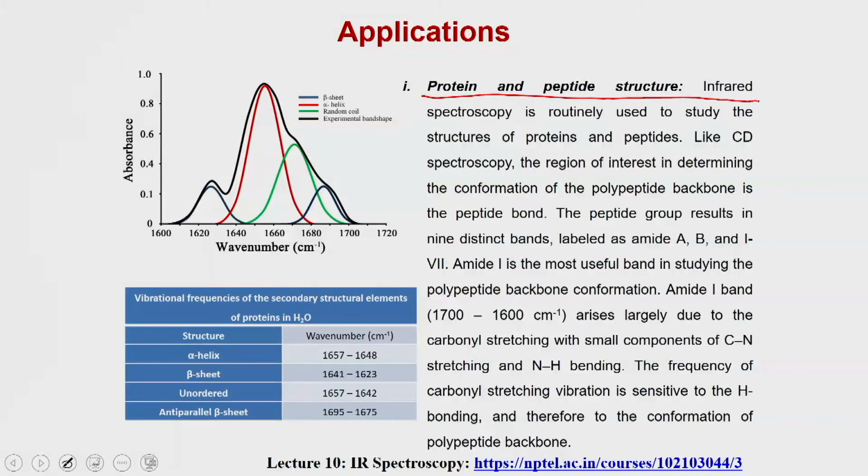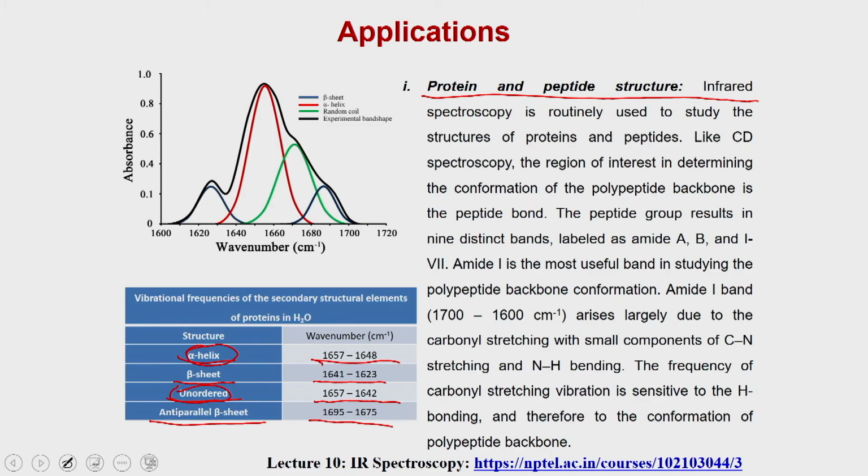For example, if you have the alpha helix, it is going to absorb in the range of 1657 to 1648, whereas if you have the beta sheets, it is going to absorb in the range of 1641 to 1623. But if you have the loops or the unordered regions, then it is going to absorb in the range of 1657 to 1642. So, you can see that the unordered region and the alpha helix absorb in overlapping regions, and if you have the anti-parallel beta sheets, it is going to absorb in the range of 1695 to 1675.